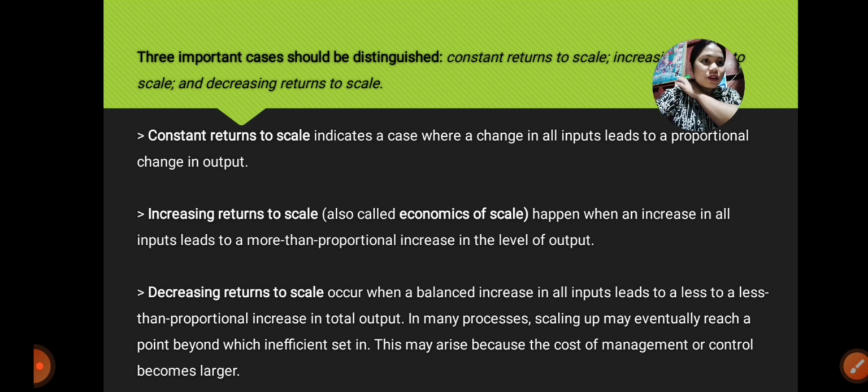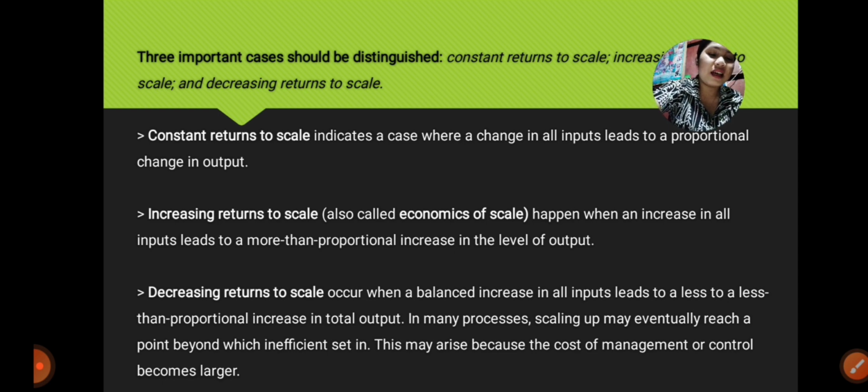Then increasing return to scale, also called economies of scale, happens when an increase in all inputs leads to a more than proportional increase in the level of output. For example, a farmer will generally find that increasing the input of labor, irrigation, fertilizers, or pesticides by 10% will increase the total rice production by more than 10%.